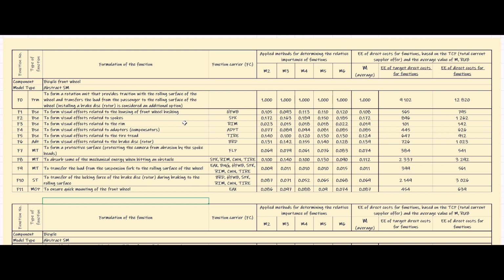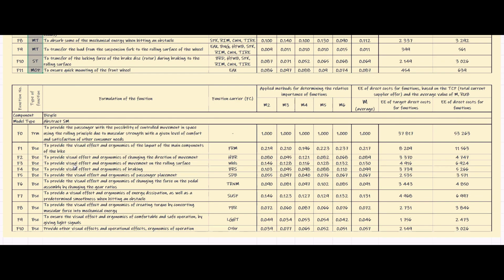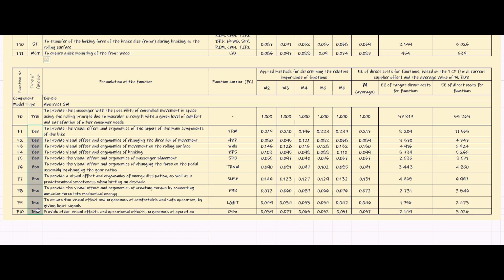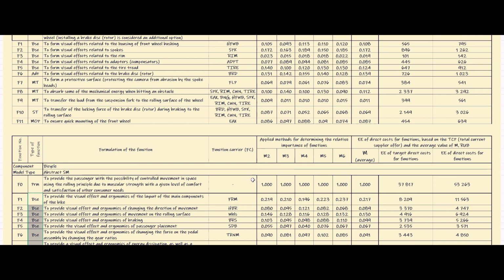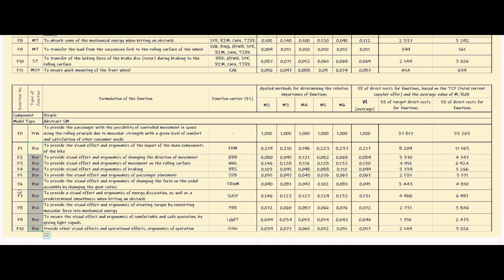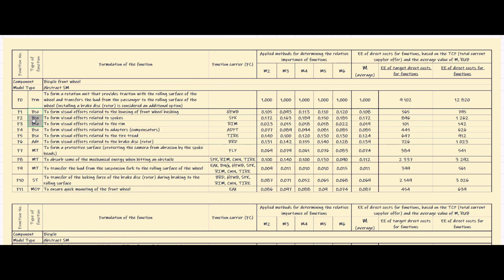Indeed, if we compare the contents of the columns functional type for the object of analysis, bicycle and front wheel, we can see that in the first case only consumer functions, base and additional ADT, are present in the abstract functional model, and in the second, in addition to consumer ones, technical and operational, main technical, MT, and main operational, MOP.